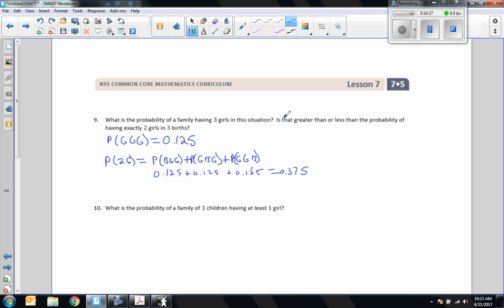So it says, is 0.125 greater than or less than the probability of having exactly 2 girls? So the probability of 3 girls is going to be less than the probability of exactly 2 girls, because 0.125 is less than 0.375.